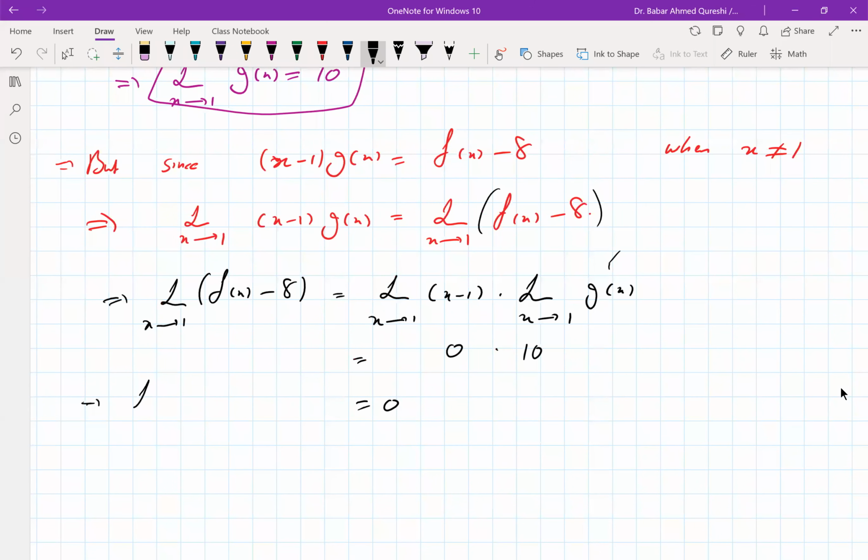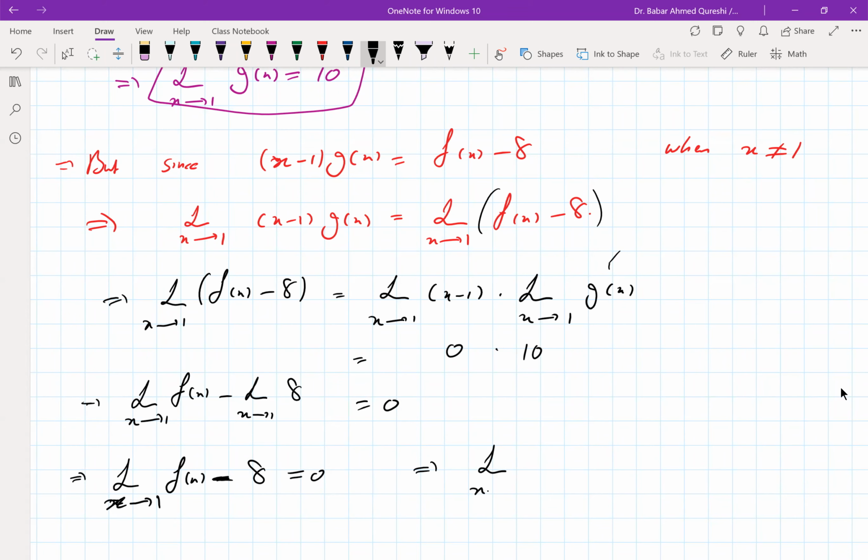But I can use the sum law over here, is 0. And this limit, as always, is just 8. So I have found my limit.